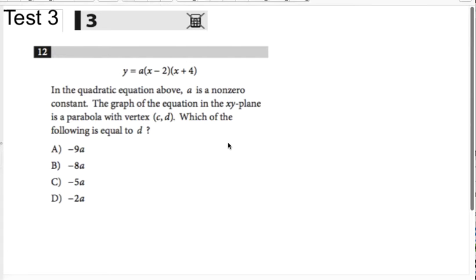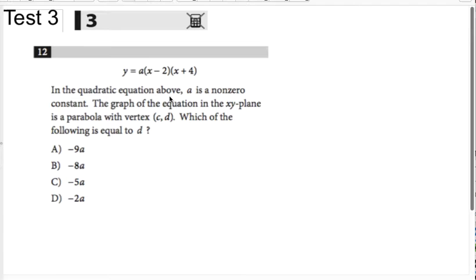All right, this is SAT Prep Test 3, Section 3, number 12. We're given the quadratic y equals a times the quantity x minus 2 times the quantity x plus 4. In the quadratic equation above, a is a non-zero constant. The graph of the equation in the xy plane is a parabola with vertex (c, d). Which of the following could equal d?